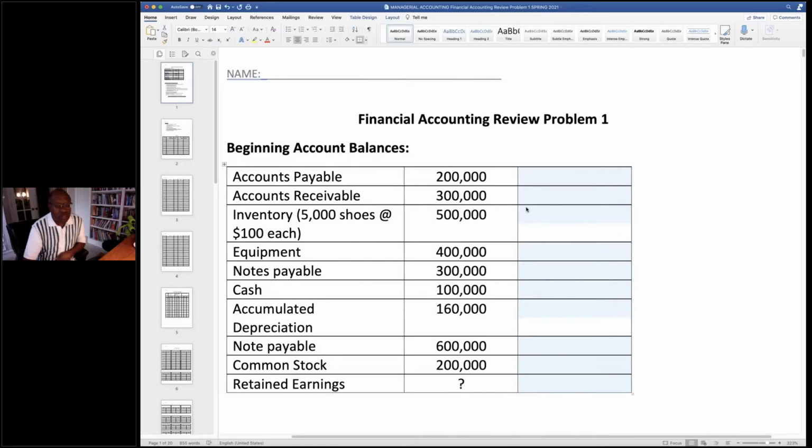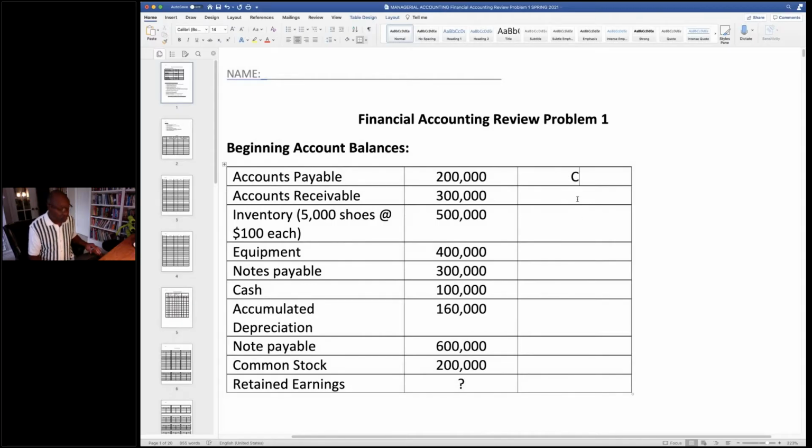And the way we're going to do that is we're going to put a debit by an account that's going to have a debit balance, and we're going to put a credit if it's going to have a credit balance, and then those differences are going to give us the retained earnings. So accounts payable has what kind of a balance? Should have a credit balance.